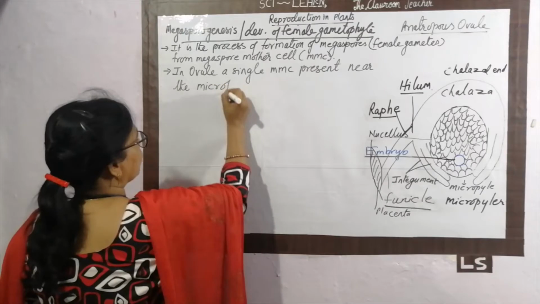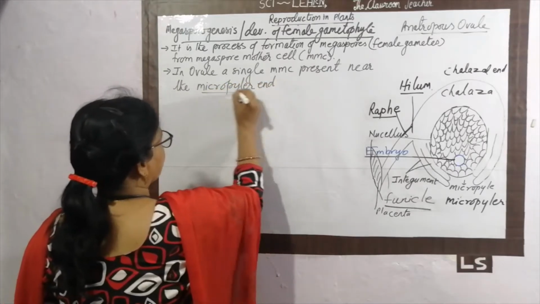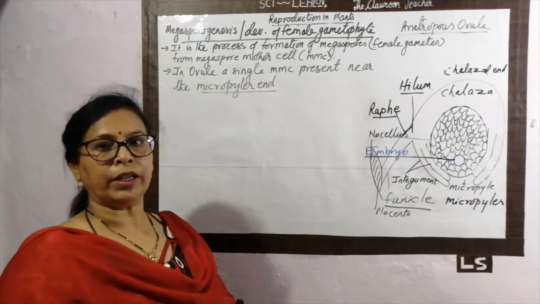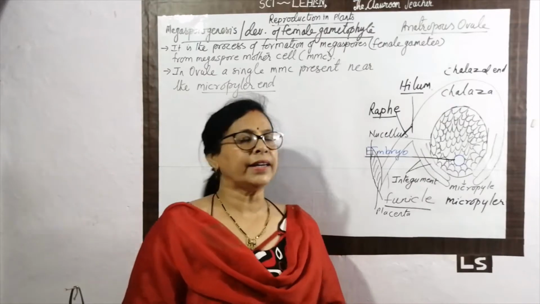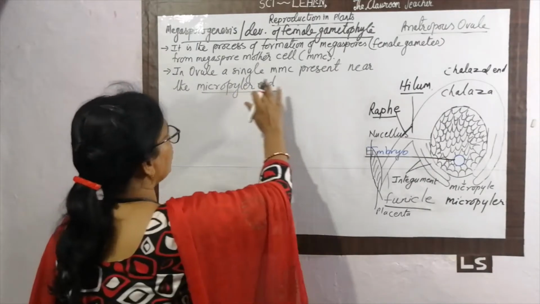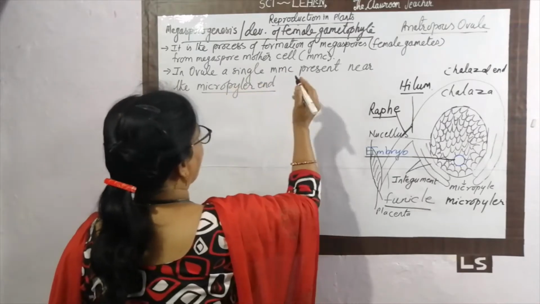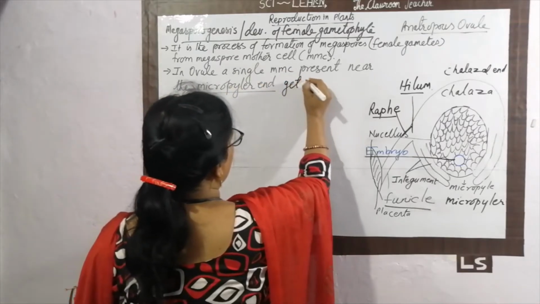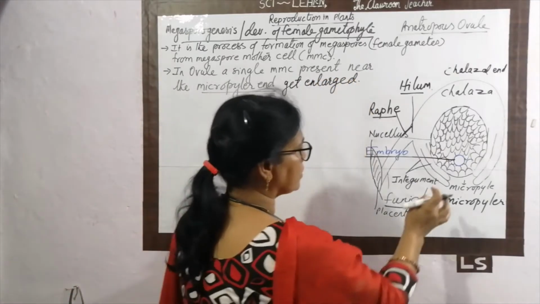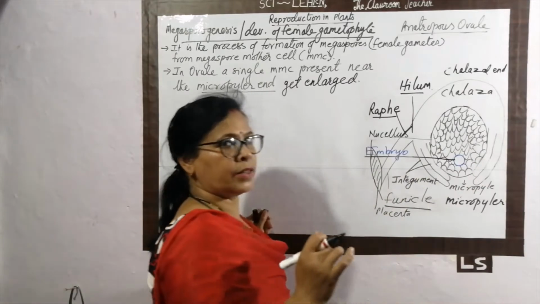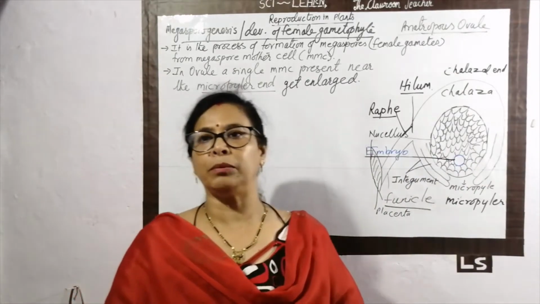Near the micropylar end. What is the micropylar end? It is an opening. So the one cell which is present near the micropylar end gets enlarged. In the ovule, a single megaspore mother cell present near the micropylar end gets enlarged. Okay, look at here. This is the blue cell. It gets enlarged. Why does it get enlarged? Because it has to form the megaspore. That is the female one.